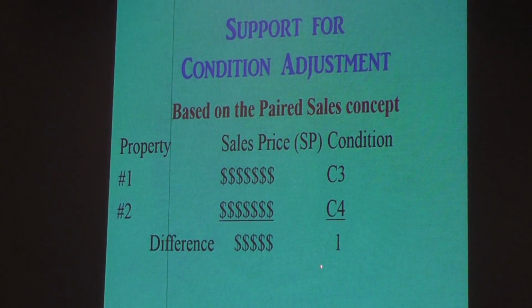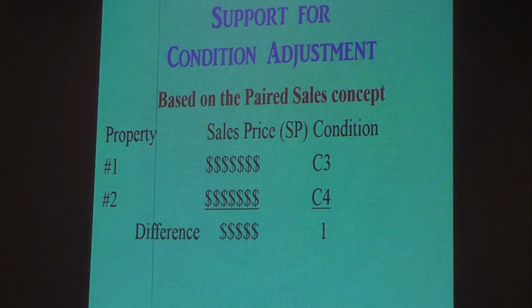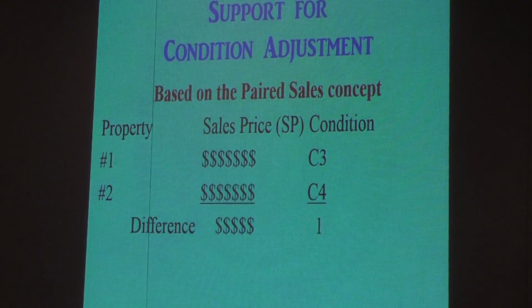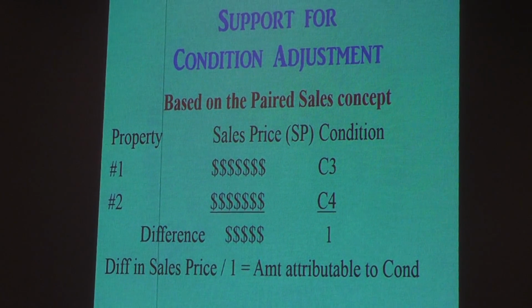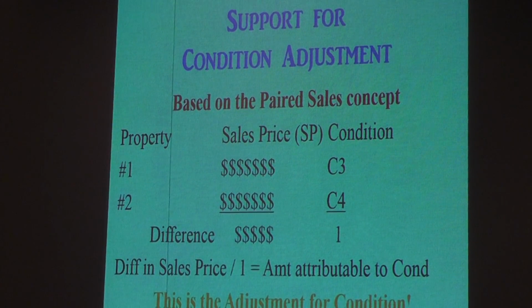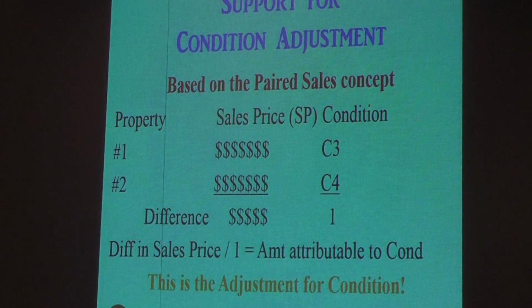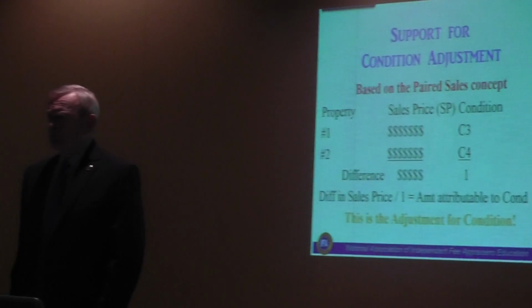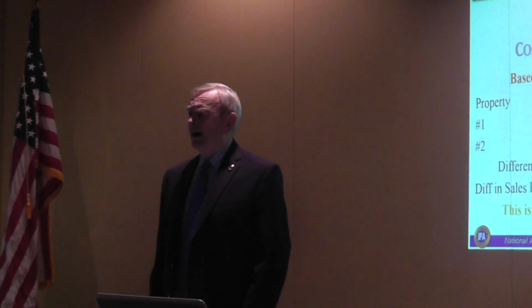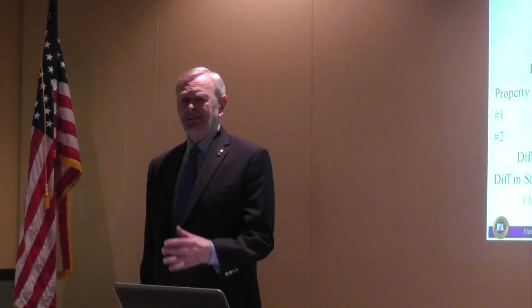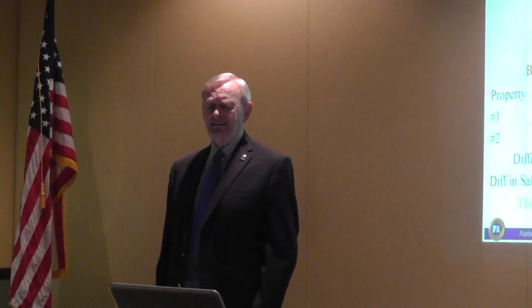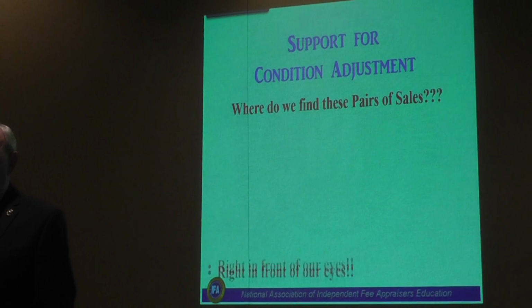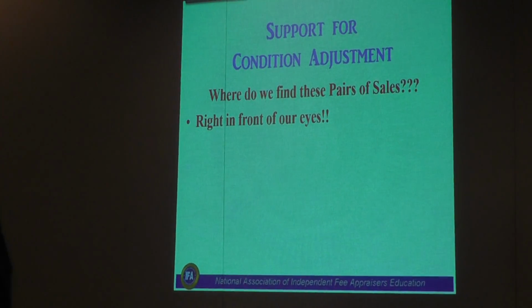So it's just one unit thing, so it's just one. So if you take the number of units and divide it into the difference, that'd give you the number per unit. So it's going to be the same amount. So that'll give you the adjustment for condition, the amount attributable to condition. So that's the concept. So you're probably saying to me, okay, Lloyd, where do you find these pairs of sales? Everybody's saying that. I can see it all across your countenances. Well, where are they? Maybe, perhaps, they're right in front of our own very eyes.